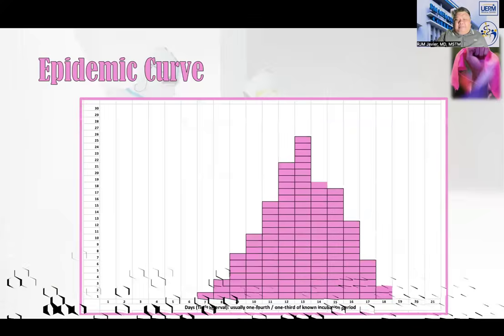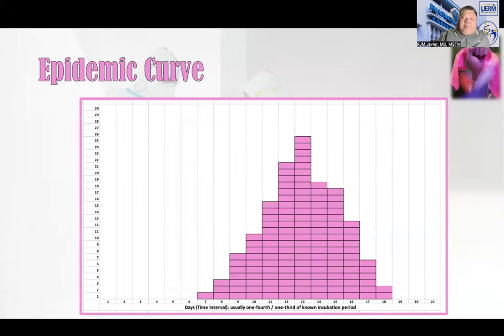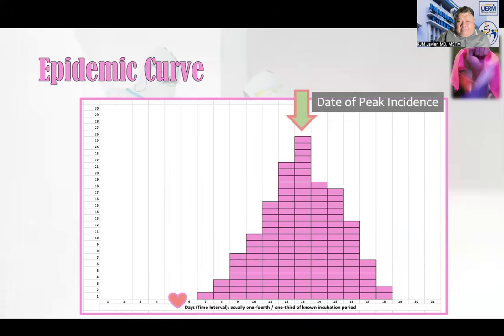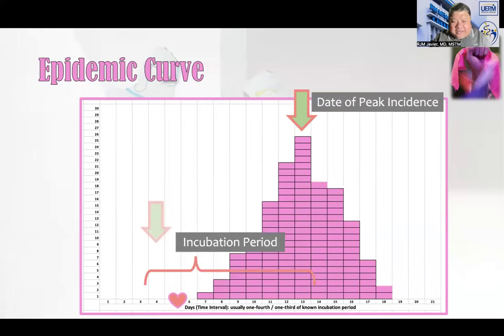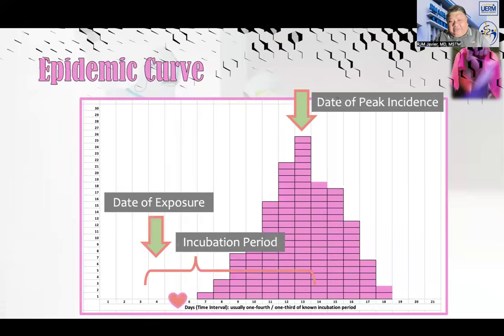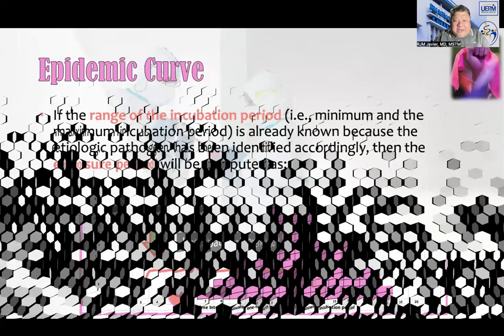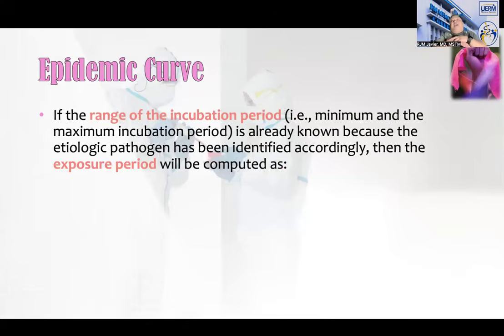If you have a tracing paper or a graph and you try to plot the number of cases on the y-axis versus time, and let's say this is the peak of occurrence, March 13, but you know from existing literature that the incubation period should be, let's say, 9 days. And then how do you determine the date of exposure? Again, you simply subtract the incubation period from the peak.